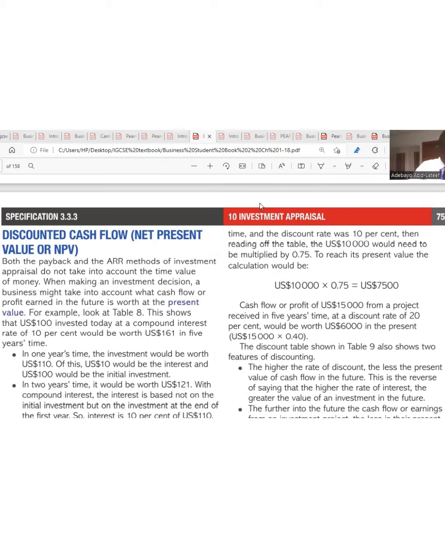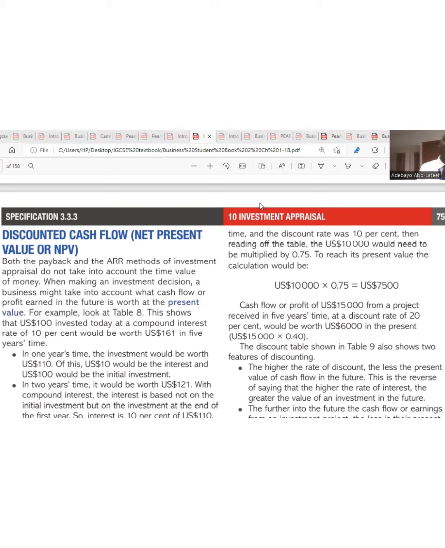So here I wrote, both payback and ARR methods do not take into account the time value of money, meaning they do not consider the present value. So for investment appraisal, using average rate of return or payback period, they don't give you the time value of money. They only tell you what your return on investment will be. Do you get the point here?